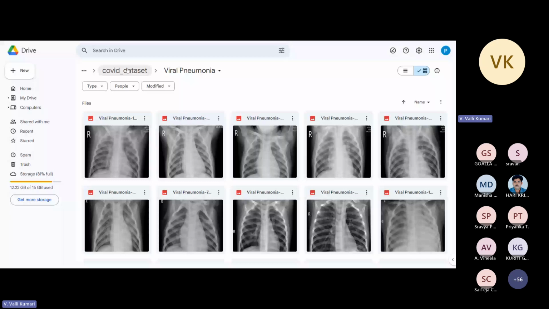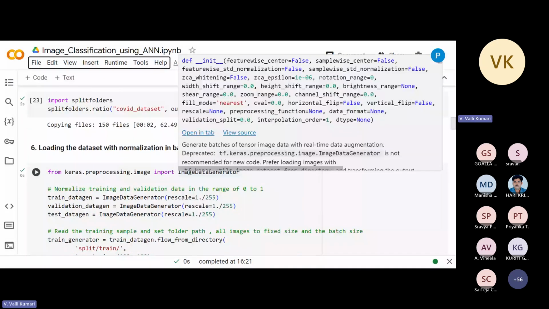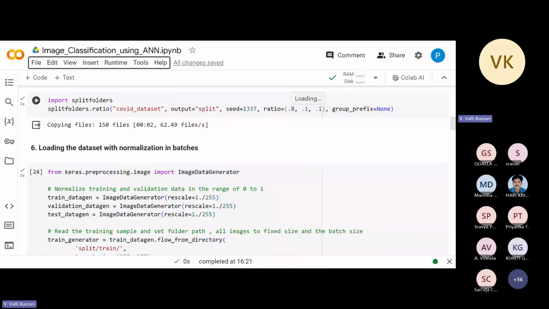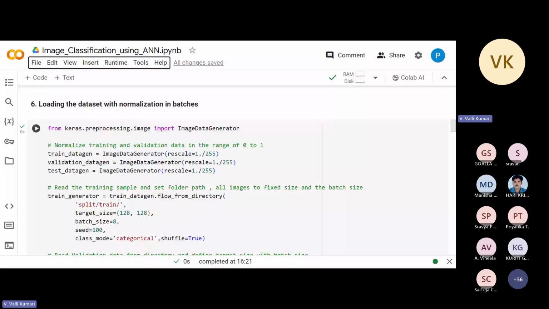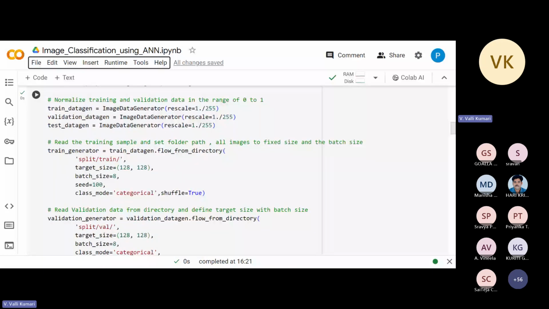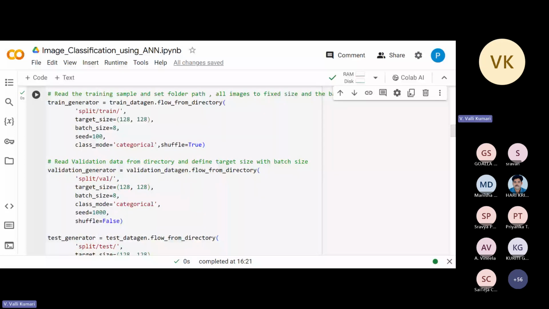Now coming back to our code. What do we do here? We split the data in all the 3 folders into 80, 10, and 10. In total there are 150 files. Then we rescale the images so that all of them are normalized, and we are now reading images from the train folder. Whatever 80, 10, 10, how is it divided?